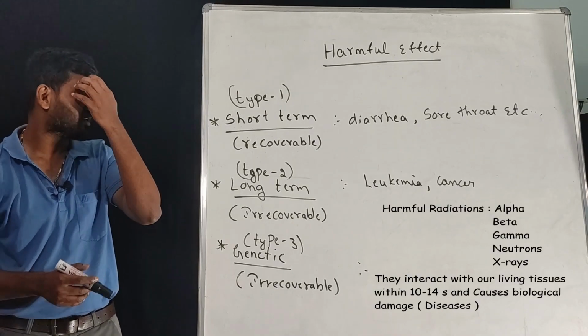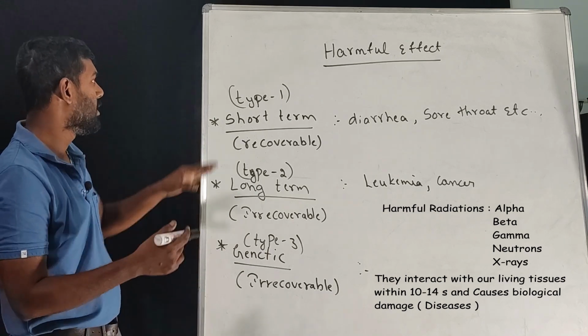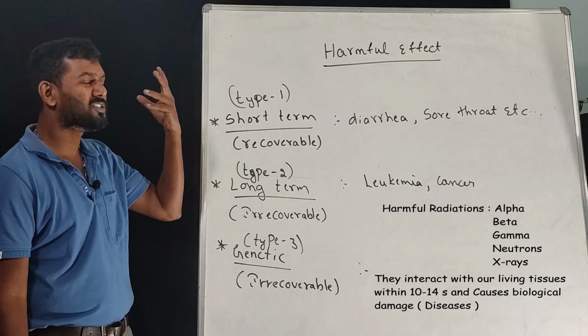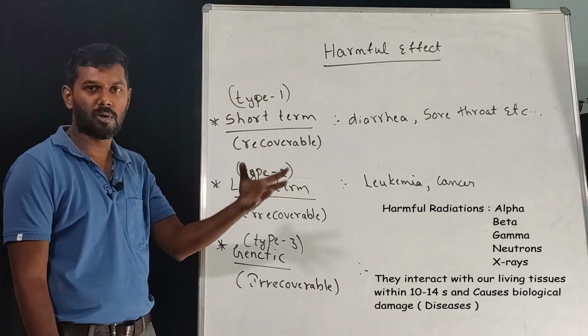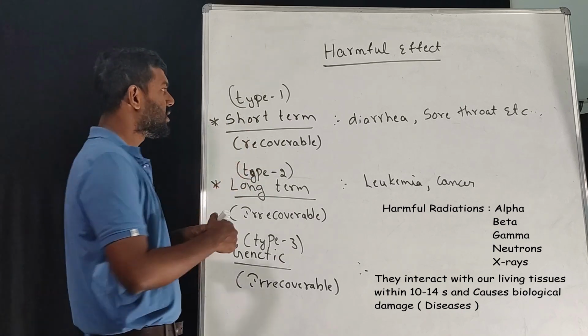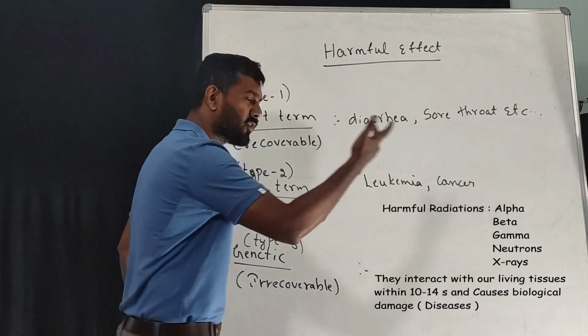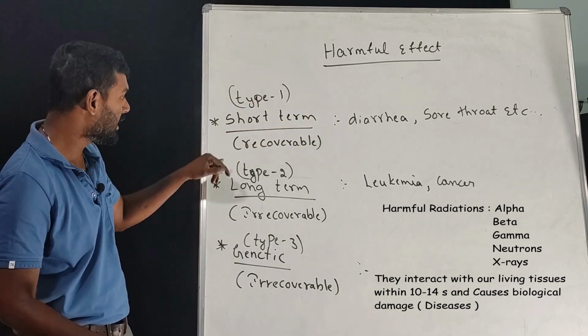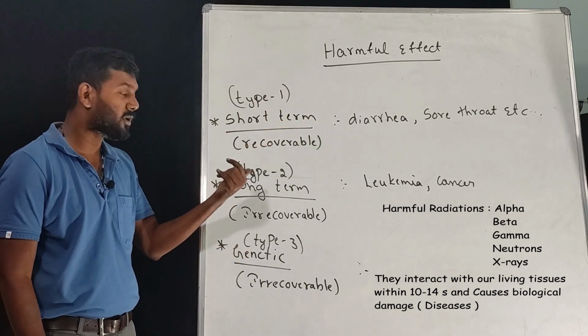Now we'll see the harmful effects of these radioactive elements. Listen, type 1, type 2, type 3. First we'll know about type 1. Type 1 is short term. It's recoverable, you can recover from that easily. Type 1 effects are nothing but diarrhea and sore throat. It will cause us diarrhea and sore throat. We can recover from it easily. Then type 2 is long term. Type 2 is limited.